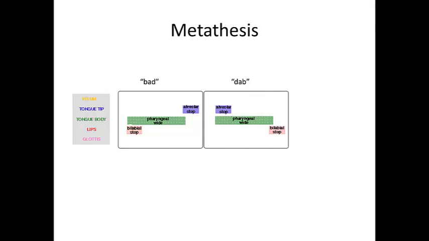Here we see a gestural account of metathesis, with the switching of sounds involving onset and coda consonants. This is quite easy. It's a literal reversal of the two articulatory gestures necessary for the two consonants.